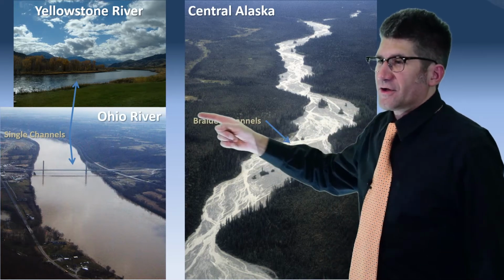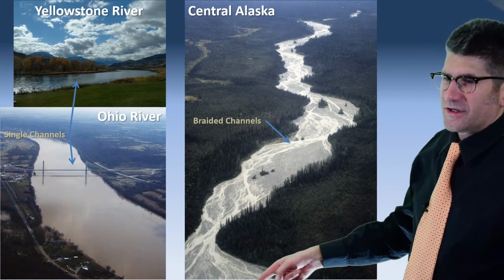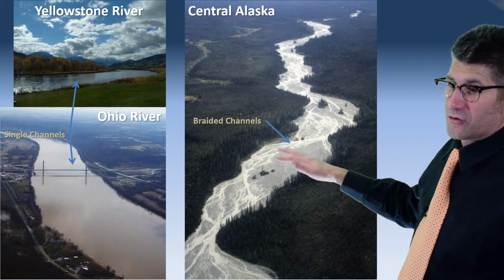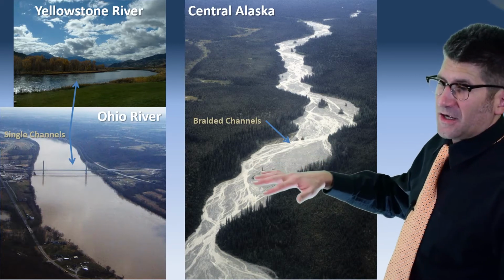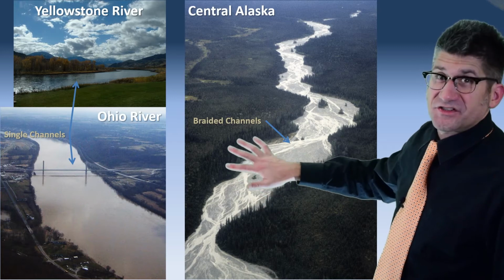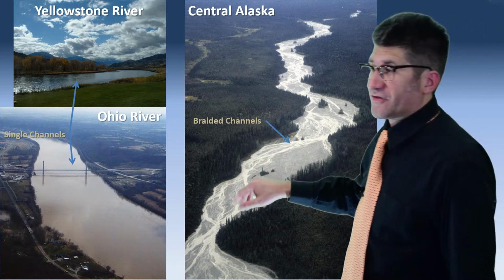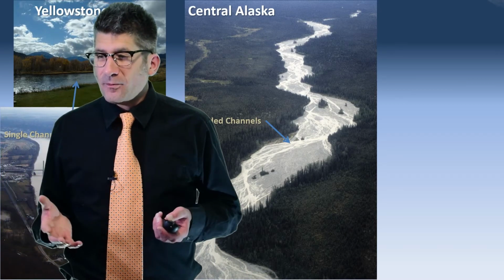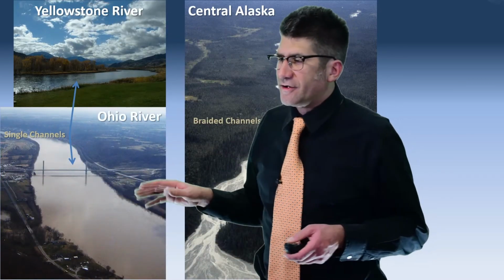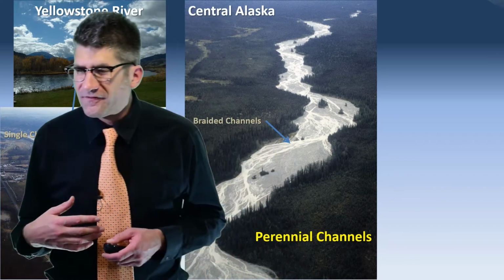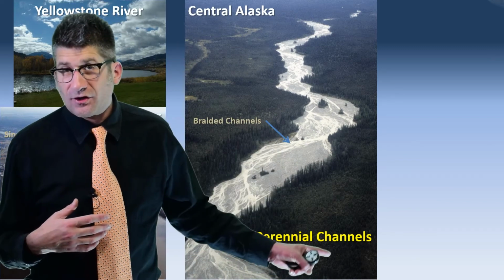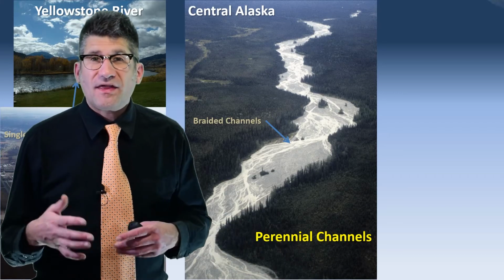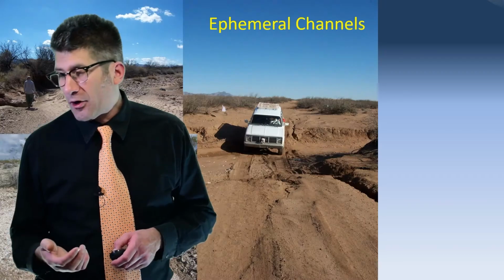But then if we look at rivers in Central Asia, look at this. We have multiple flow pathways as the river's flowing across this unstable surface, right? There's no vegetation on this here. So we call this a braided channel. Here we're looking at different flow patterns, but if we were looking around the year, these types of channels would always be filled with water. And so because of that, we call these perennial channels. By that, we mean water's flowing in them all the time.